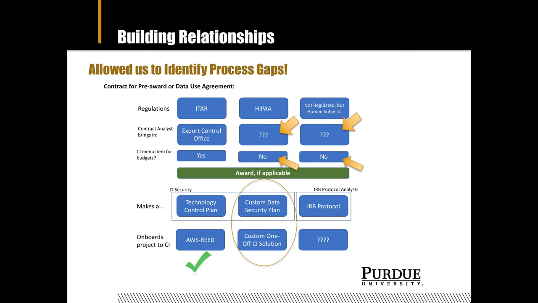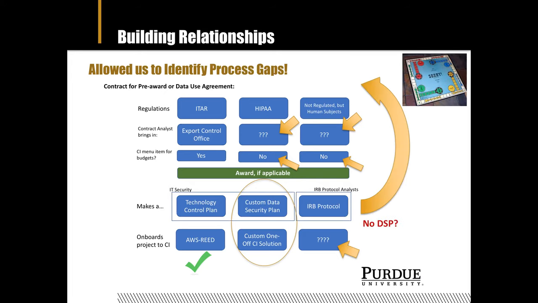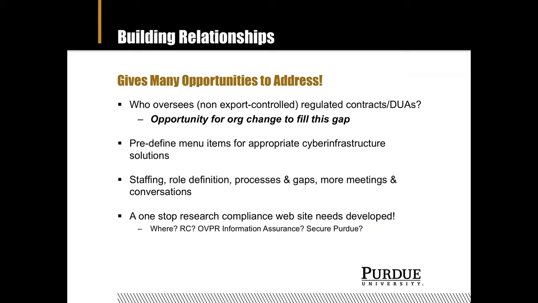As I mentioned earlier, the IT security analysts had to do tons of work for building data security plans, designing a one-off cyber infrastructure solution that is oftentimes based around encrypted hard drives. And then where do they get on the cyber infrastructure? If the IRB project gets this far where they need to get the CI, they have a data use agreement, sometimes they don't have a data security plan, so they have to go all the way back at the beginning, look at the contract, and then start the process all over again to get mapped to an appropriate piece of cyber infrastructure. So this has given us a lot of opportunities to address.